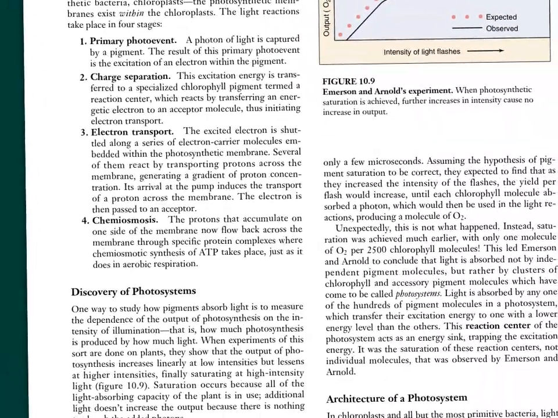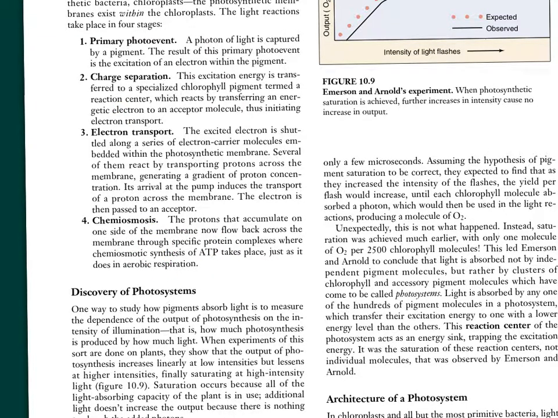The first is the primary photo event. That's when the light first hits the pigments, the first set of pigments. Then you have charge separation. Then you have electron transport. And then you have chemiosmosis. And this is where you make your ATP. This is where most of your ATP is made. You make some ATP up here, but this is your big one.